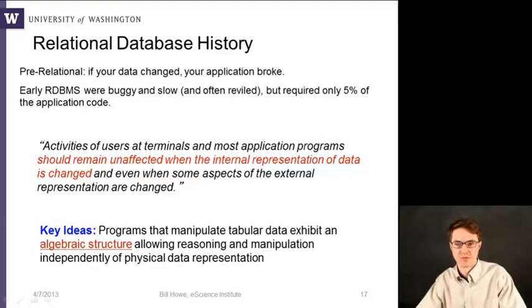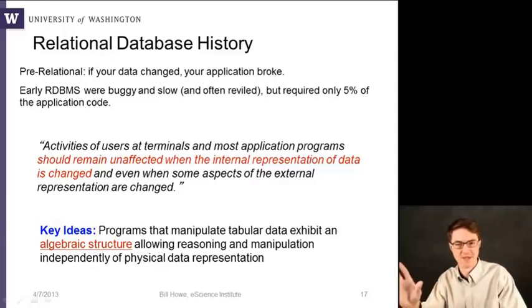Okay, and so this quote, following on from the quote I used from Kurt Monash in the previous segment, is from the original paper on databases from Ted Codd. "Activities of users at terminals and most application programs should remain unaffected when the internal representation of data is changed, and even when some aspects of the external representation are changed." The reason I want to emphasize this is that this is the key idea of relational databases, not SQL and not some of the other features that you associate with particular implementations. It's really this notion of data independence. Okay, and this was right there in the abstract in the original paper. This is the key idea.